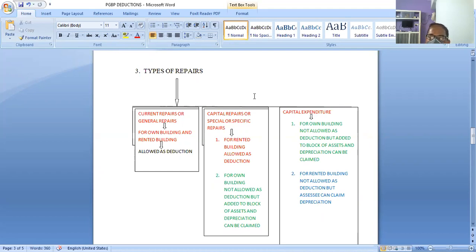Okay, so be clear. There are three types of repairs: current repairs, capital repairs, and capital expenditure. For current repairs, for own building or rented building, you can allow deduction. For capital repairs, for a rented building deduction is allowed, but for own building, it is not allowed. For capital expenditure, deduction is not allowed, but that expenditure can be added to the block of assets and depreciation can be claimed. These are the three different types of repairs.